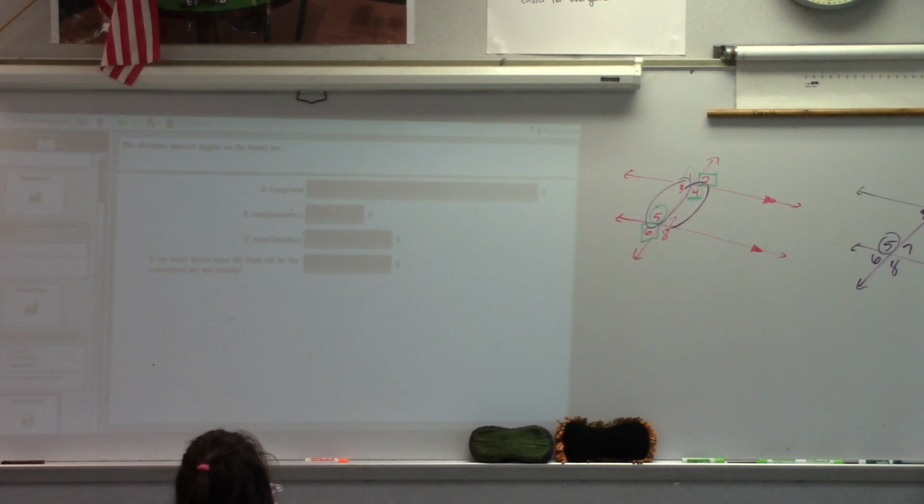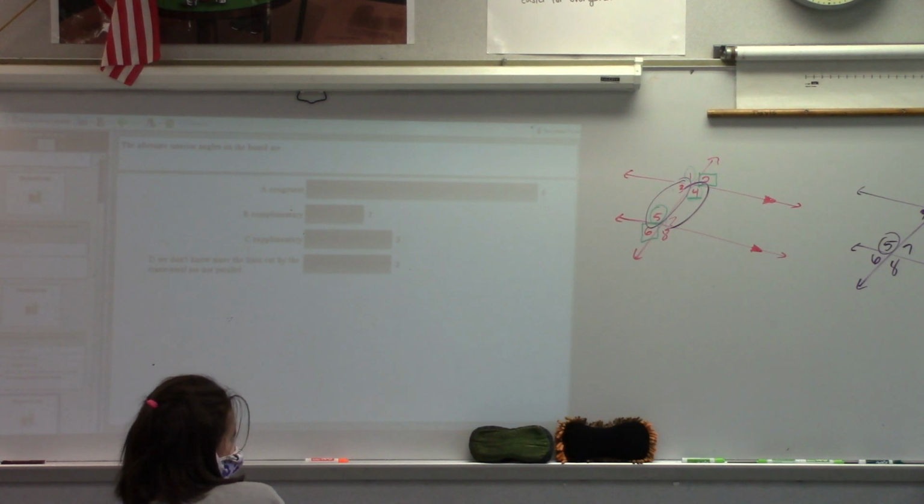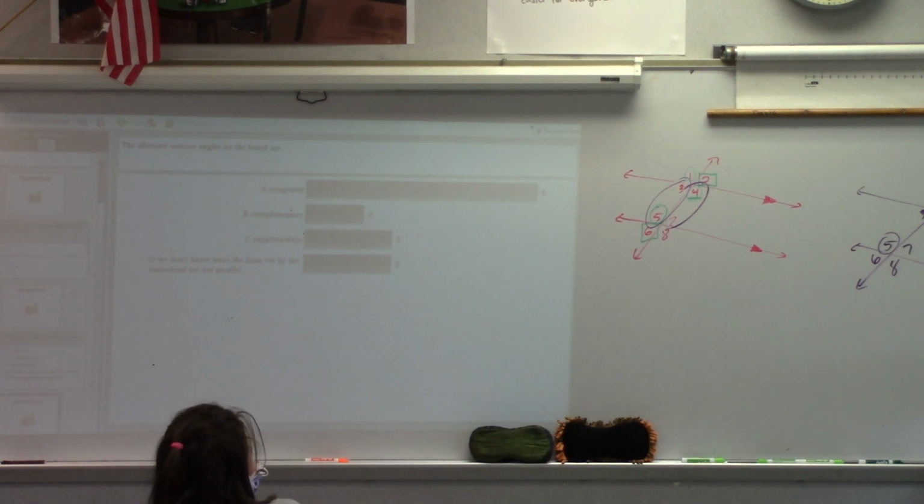Because I thought yesterday, didn't we say we don't know? Yeah, but today the lines are parallel. Even if I didn't draw them perfectly parallel, how do you know they're parallel? Little triangles, right? So I have told you that they are parallel lines. And so we know that 4 and 5 are alternate interior and they are congruent.